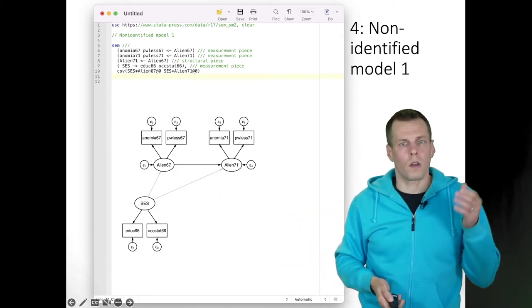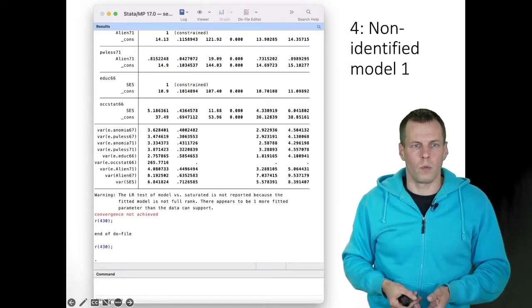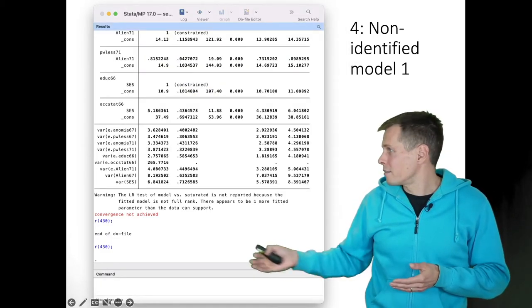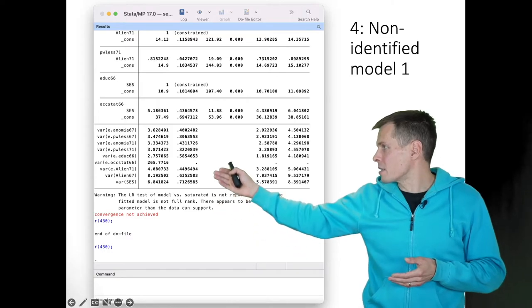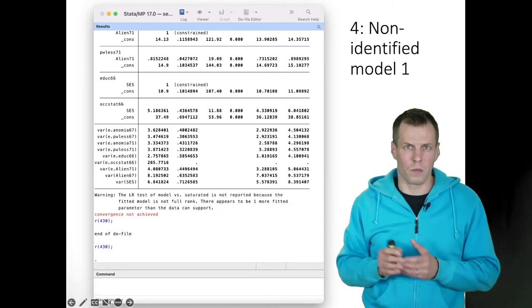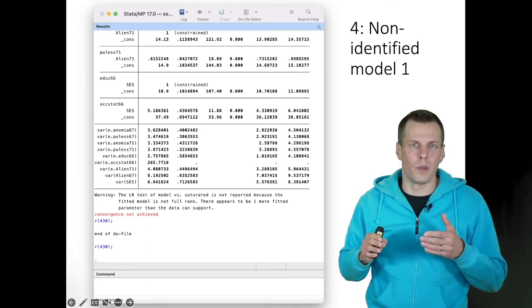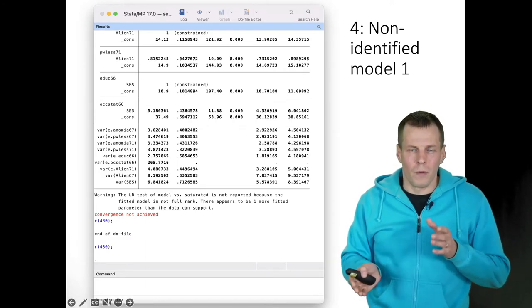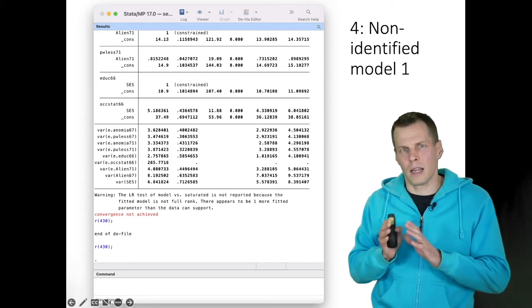So this is not identified for sure, and we can see here that convergence is not achieved. We have missing standard errors. That's an indication of an identification problem. And you might be looking at the techniques for model identification to see what exactly is the problem.